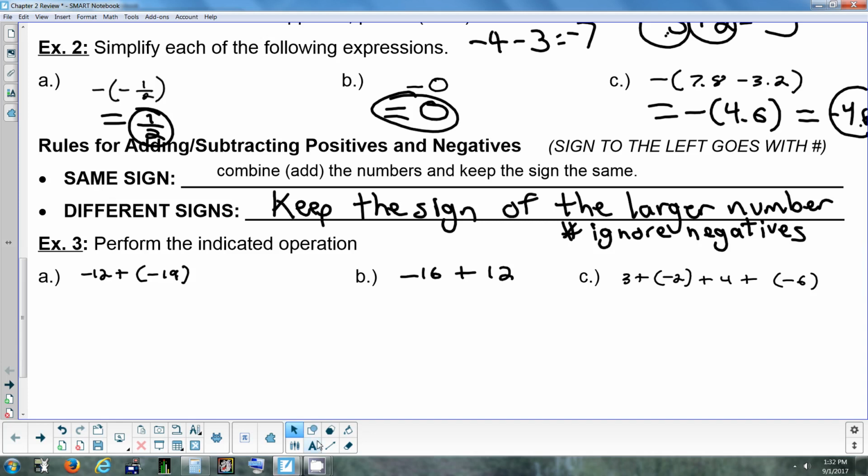All right, so same sign, we want to combine them. Or like Mr. Hager put in parentheses, we want to add them, and then we'll keep the sign the same. If they're different, keep the sign of the larger number. Or, if you're really not sure and all else fails, use a calculator.